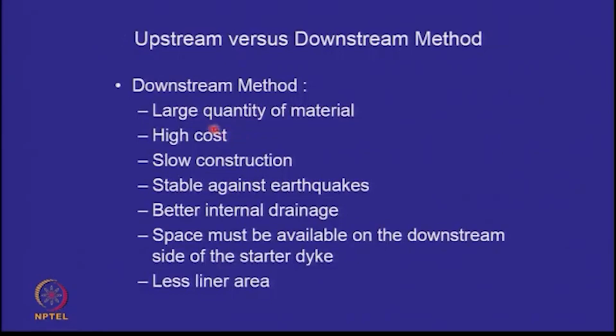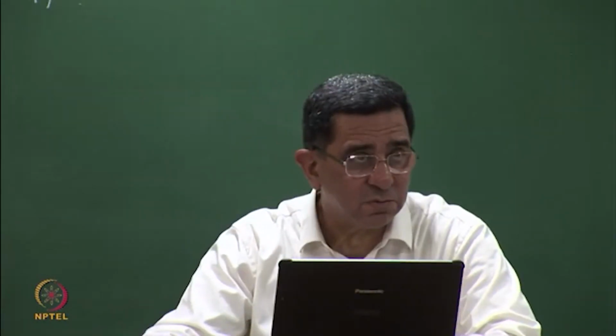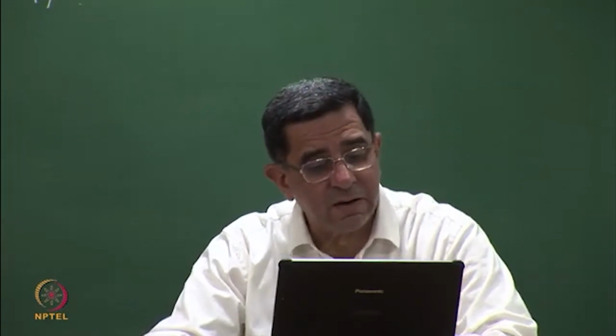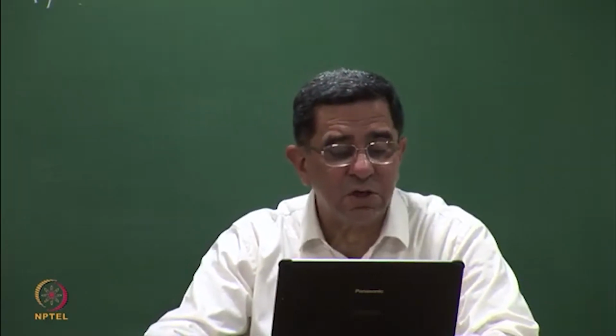The downstream method of construction requires a larger quantity of material, therefore it has a higher cost. It is slower construction, in the sense that it takes longer. One thing which has been missed here is that it can be done while the pond is still operational, because you are constructing basically on the downstream side, which is available to you. So construction can be done when the pond is operational.